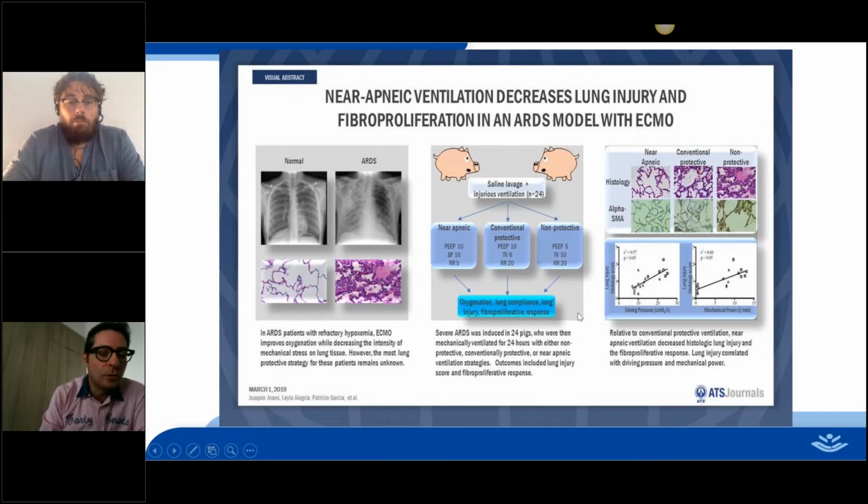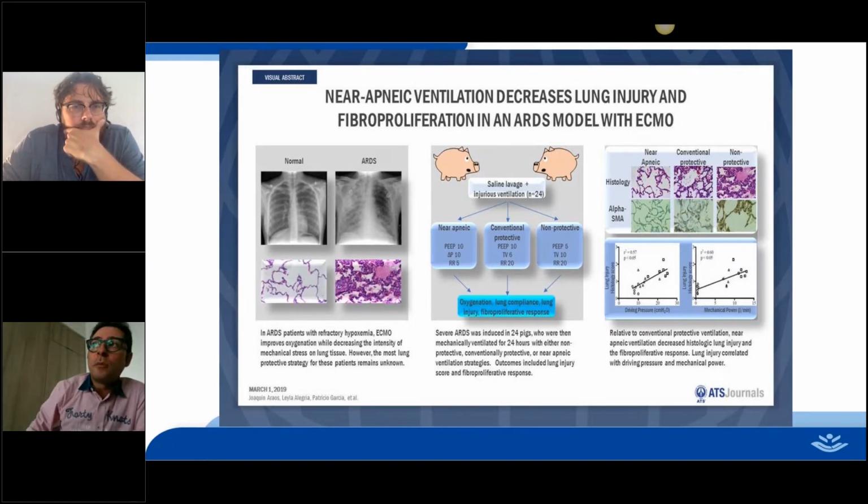They were able to understand that with near apneic ventilation setting, the lung injury score and also the fibroproliferative response of the ARDS lung is very well reduced. So in their commentary, Bishoy and Edifan say that this can be the resolution of a lot of problems.